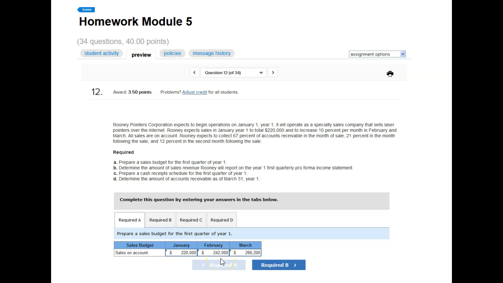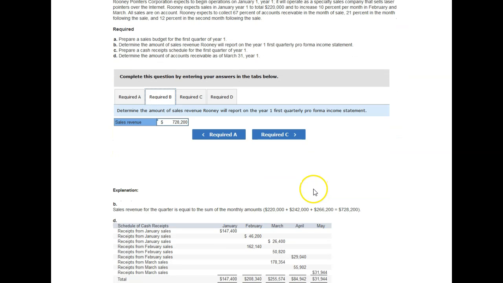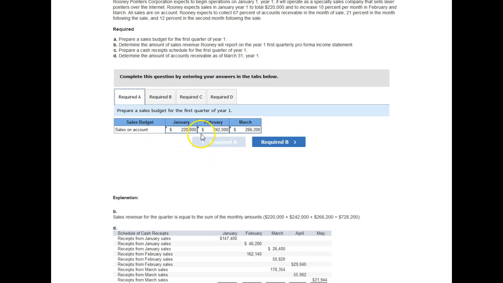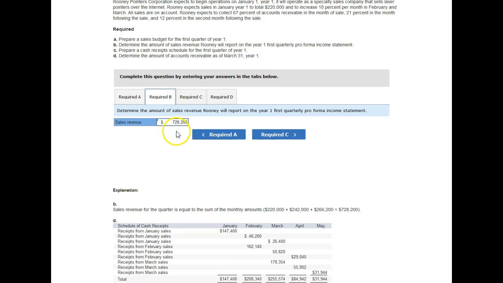Do the same thing for March's computations. Take February's sales we have here, $242,000 times 1.1, 10% more. That gets you the $266,200. So quite easy. Start with what they give you, add 10%, and then add 10% more, January, February, March. For B, the only thing you're doing is just adding in the sales you had for Part A. Add this, this, and this. And that's all it is. Those three numbers are added, and there's your answer for Part B.